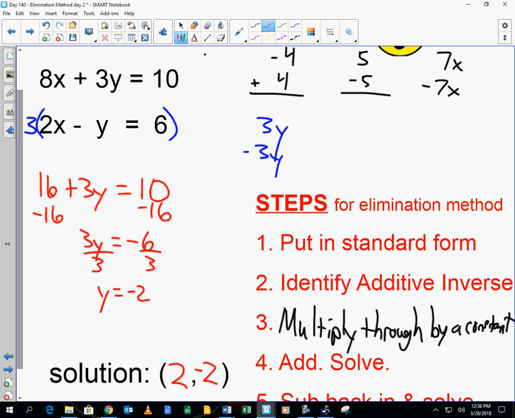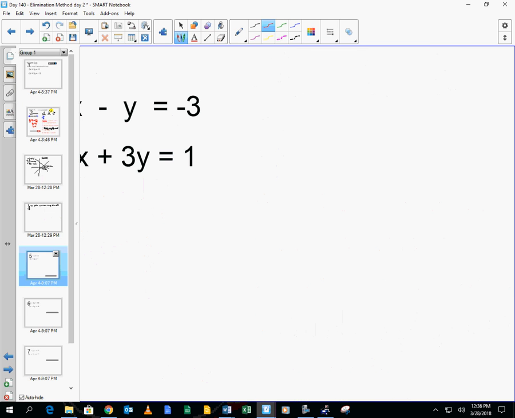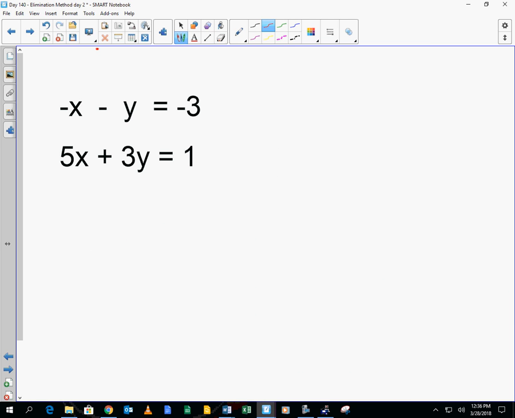So the difference with today, yesterday for elimination, everything matched up. You just had to add them together. Today, that's not the case. Today, what's going to happen is they don't match up. You have to multiply through by something. Please go down to the next problem. For the next problem, I'd like you to write negative x minus y equals negative 3. And write 5x plus 3y is equal to 1.